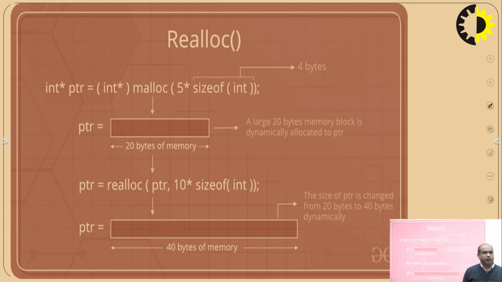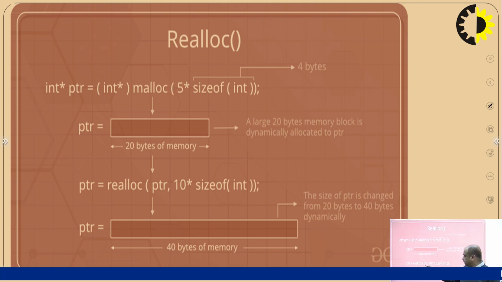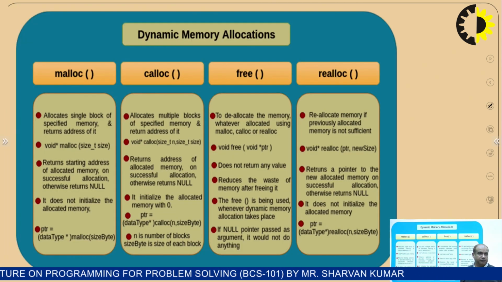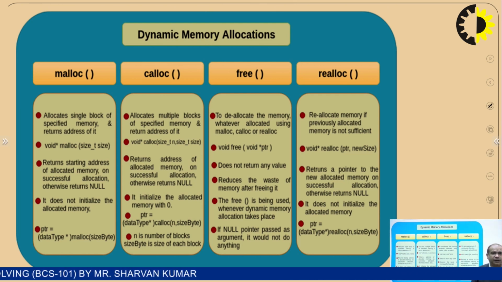Realloc integer pointer. Here the malloc gives 5 elements of size int, meaning 20 bytes of memory is allocated. But with realloc, we allocate with the new size, that is 10. So now the pointer will contain 40 bytes of memory. So that is the major difference between malloc, calloc, realloc and free.